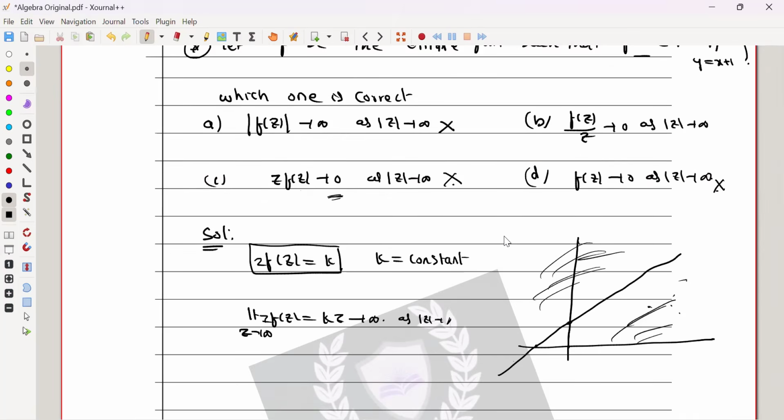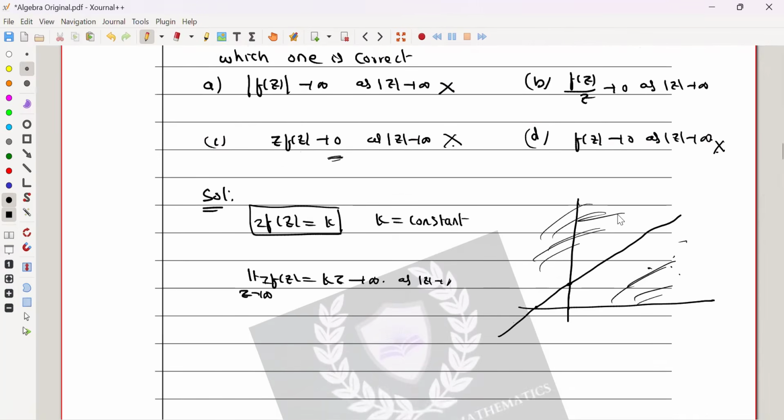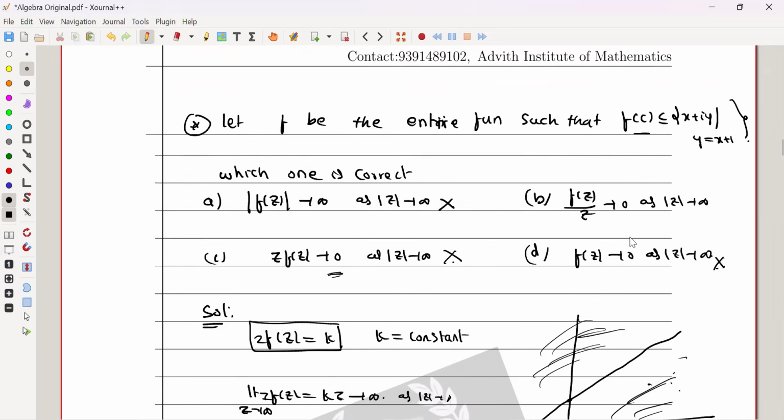And what about option B? f of z by z. Since f of z is constant, f of z by z is equal to k by z. So whenever mod z goes to infinity, f of z by z goes to 0. So therefore, option B is true.